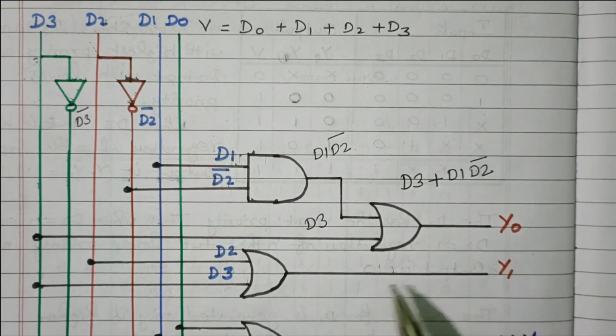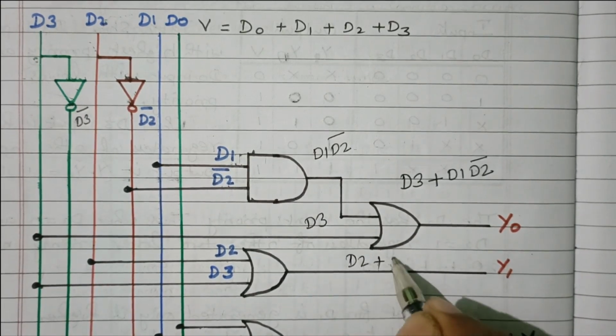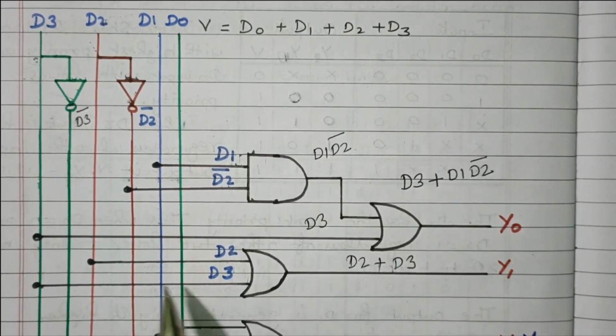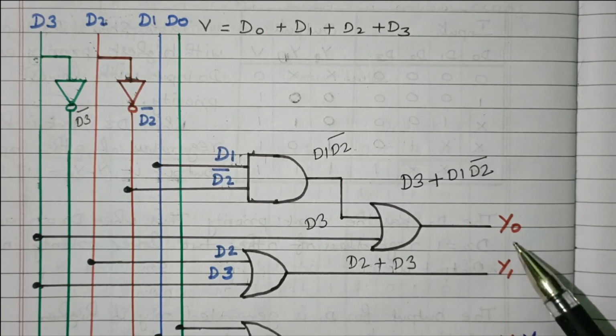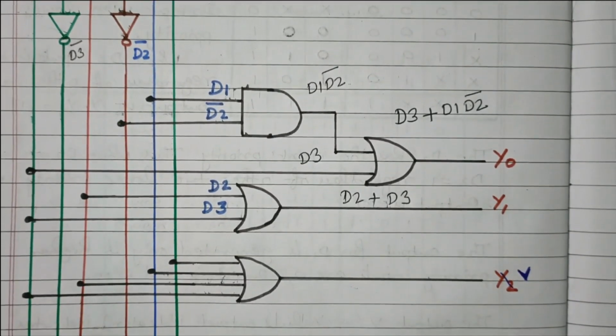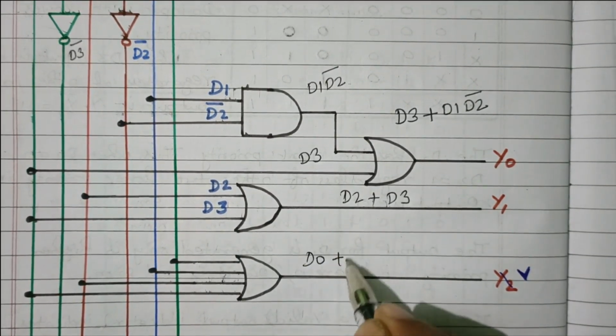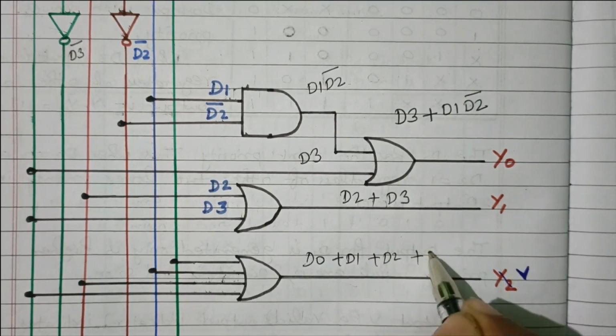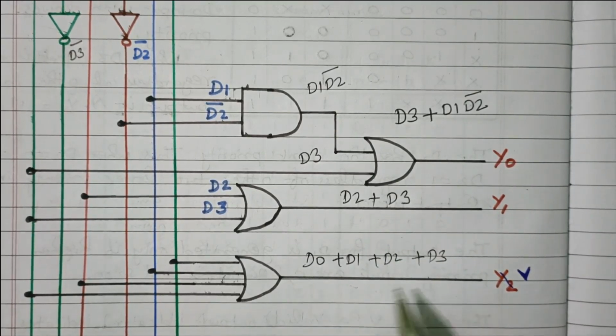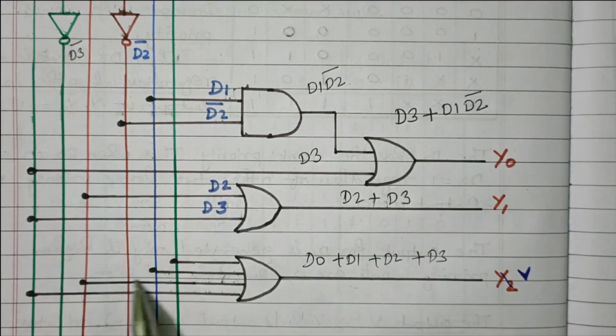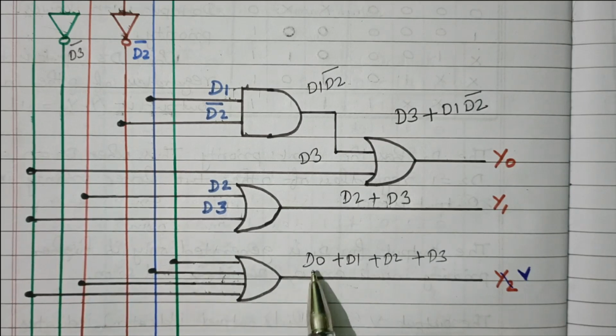What is Y1? Y1 is nothing but D2 plus D3. So we need one OR gate. D2 and D3 are connected. So this is added, and we will get Y1 as the output. So Y0, Y1 is our required output. And one more output is the verification. Verification V. What is V? It is D0 plus D1 plus D2 plus D3. These four inputs are added together by the OR gate. So this is D0, D1, D2, D3. Four inputs are given and added together, so it will give the verification output.